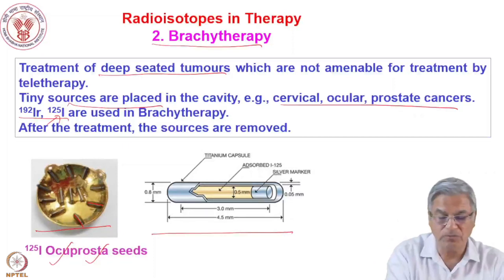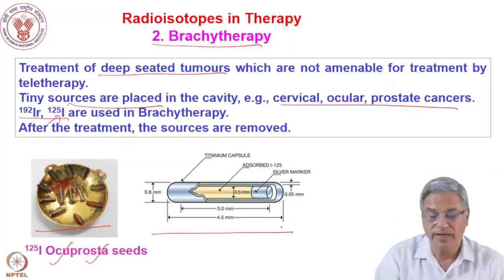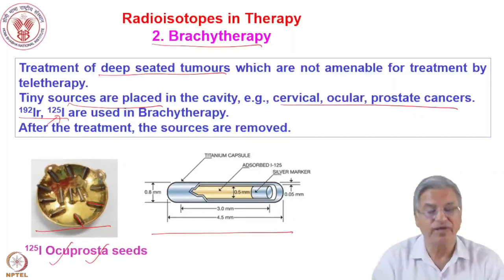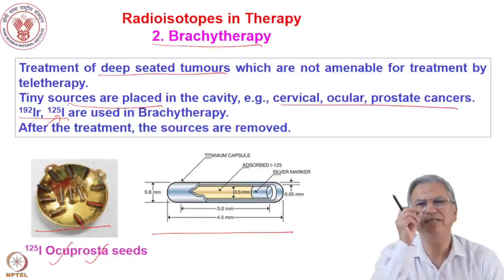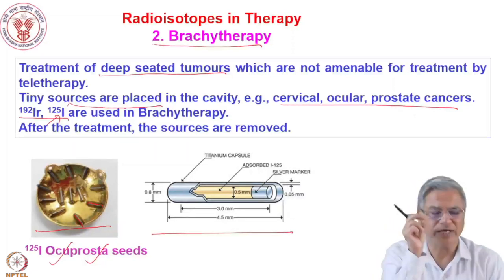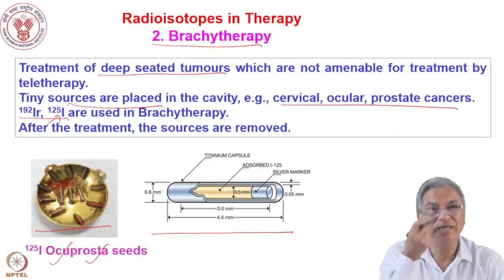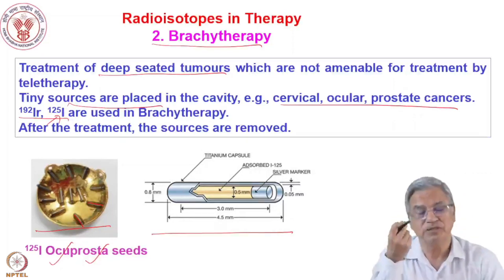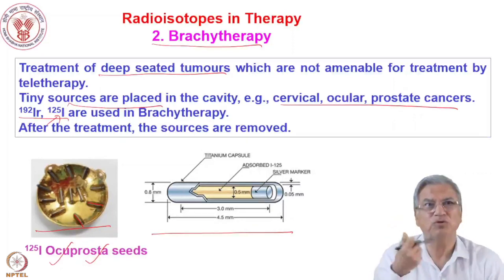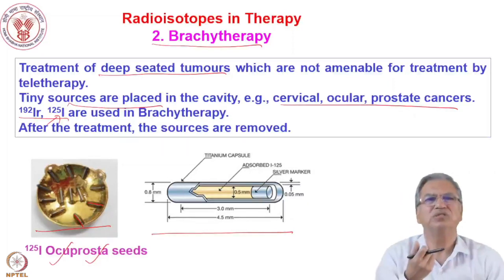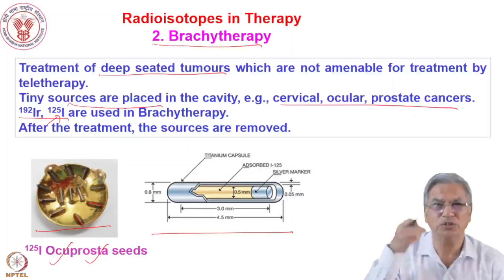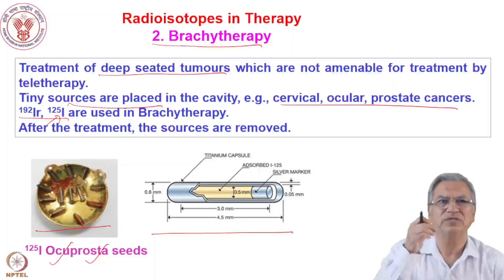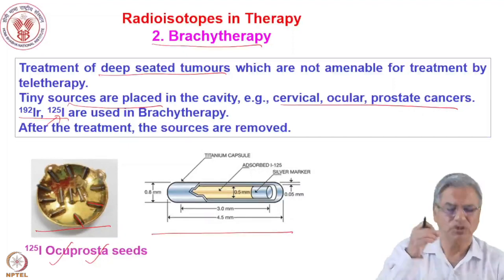You can see the length of this is 4.5 millimeters, and the diameter is of the order of 0.8 mm. So these are very thin, tiny needles, like wires, so they can be placed behind the eye and in other places of the human body. Wherever you want to do the treatment, for example prostate cancer, you can irradiate the prostate with these gamma rays.